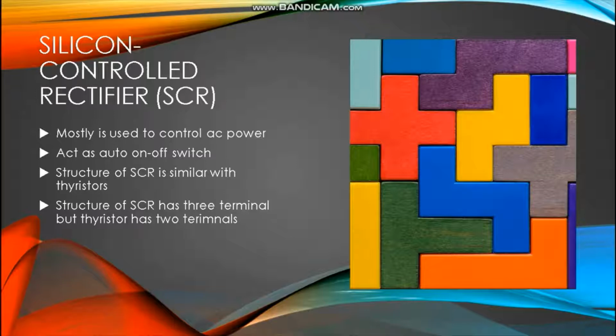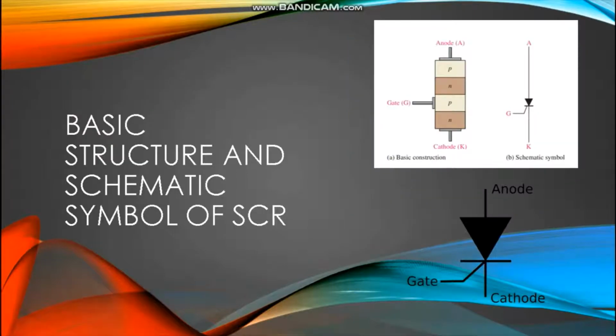The structure of SCR is similar with the structure of the four-layer PN device, as we were discussing now. The structure of SCR has three terminals, but the diode has two terminals. This is the basic structure and schematic symbol of SCR.